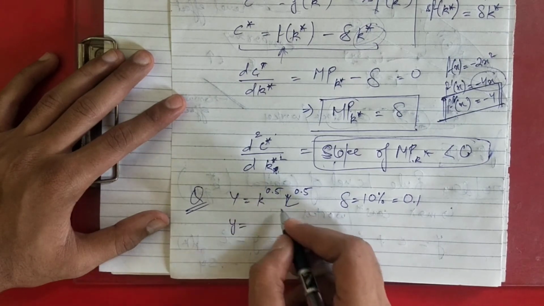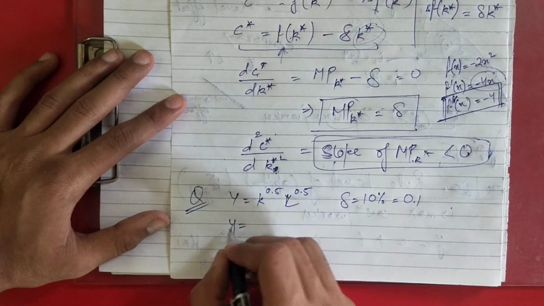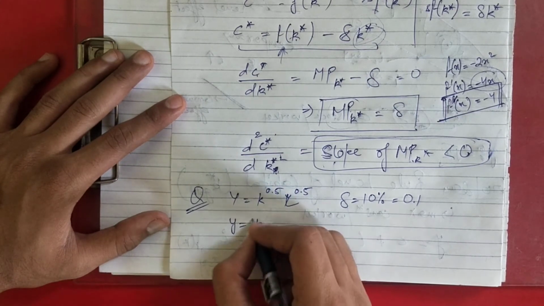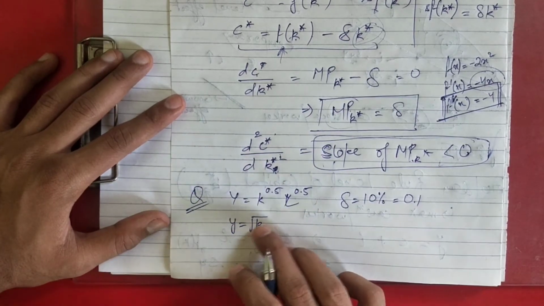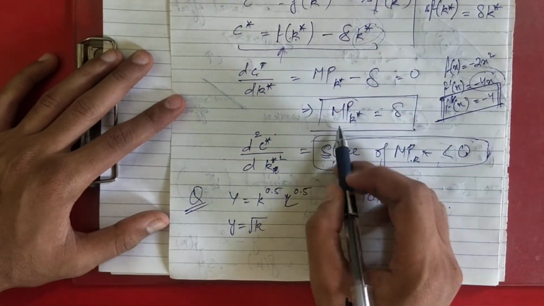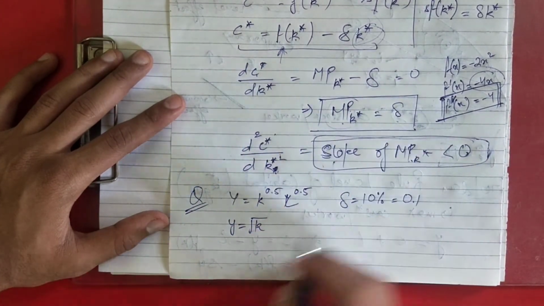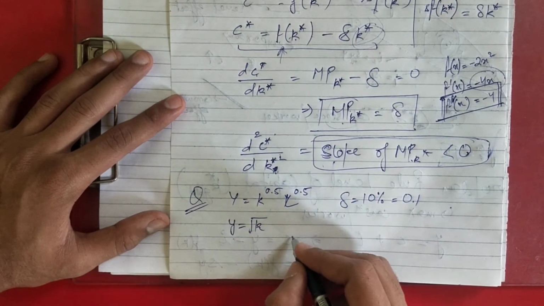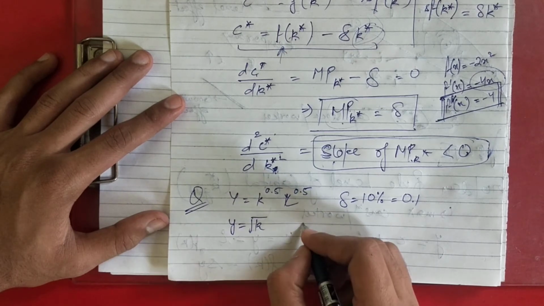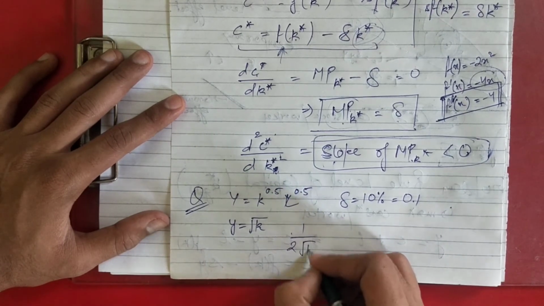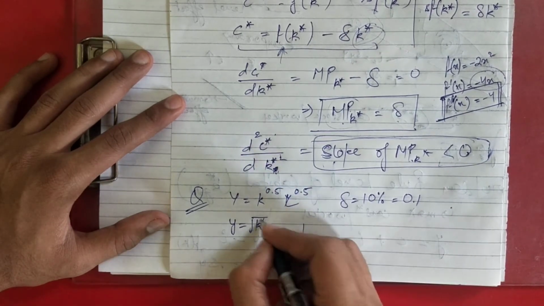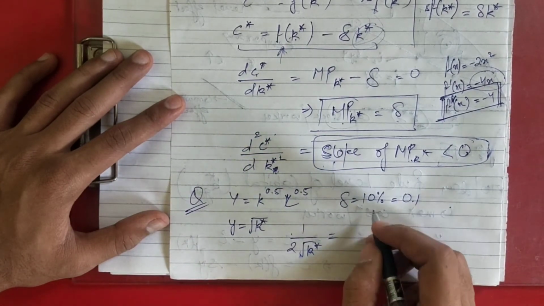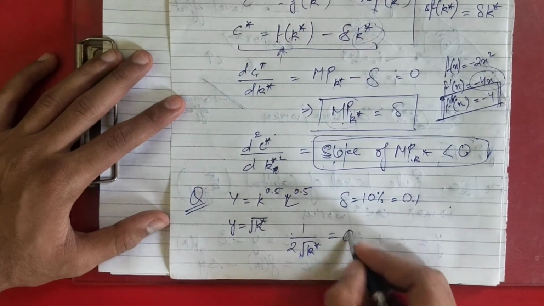So we first have to calculate in the form of output per worker. We divide by L, this will be small y, and this will come as root k. Now you know the condition, MPK is equal to delta. If you differentiate with respect to k, you will get your MPK. What will be your MPK? 1 upon 2 root k star, which will be equal to your depreciation rate, that is equal to 0.1.